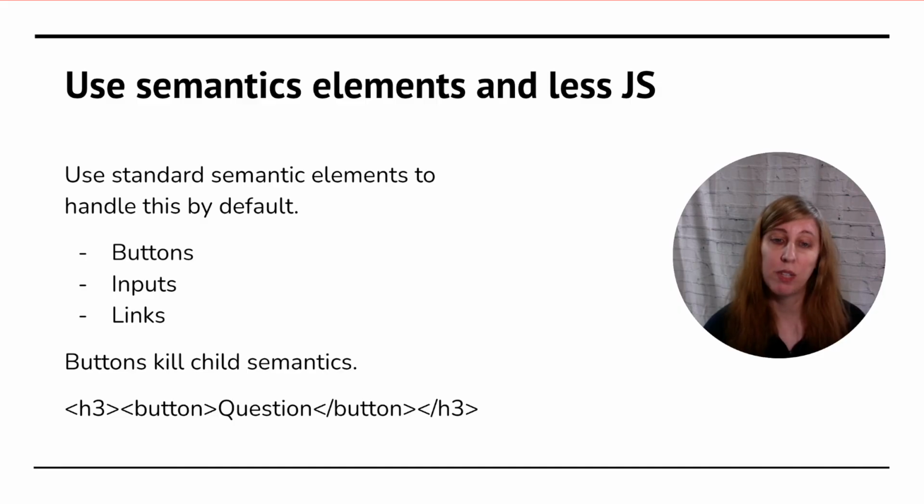Speaking of buttons, this is a really important note for developers. Buttons kill child semantics. So here I have an example of a heading 3 with a button inside it, and then the label question. This would commonly be used for an accordion or a frequently asked questions module. This is the correct way to code it. I have seen, however, a lot of developers who have put button and then tried to put their heading inside of the button. Unfortunately, this kills the semantics of the heading, and the heading is completely lost. So remember, buttons are always the innermost element.